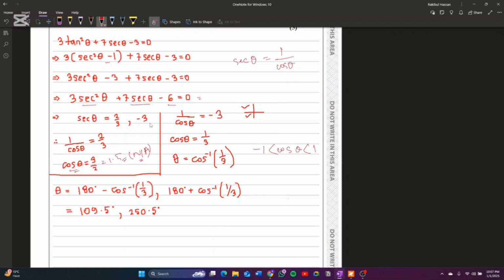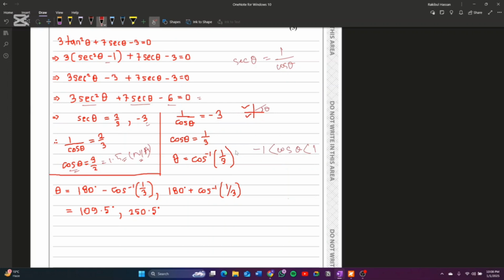The other value that we found is negative 3. So 1 over cos theta, which is sec theta, is negative 3. Therefore, cos theta will be equal to negative 1 by 3. But for better calculation, we ignore the negative sign for the moment and we calculate the first quadrant theta value for cos inverse 1 over 3.